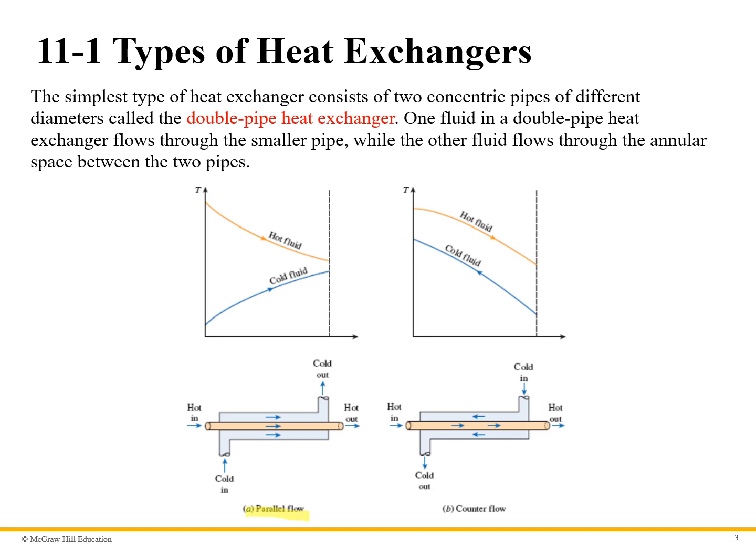They can have parallel flow, where both fluids flow in on the same end and flow out on the other end. And they can be counterflow, where they come in on different ends. For example, the hot fluid comes in on one side and the cold fluid comes in on the other side, and vice versa. They go out on the other sides. The cold comes out where the hot goes in, and the hot comes out where the cold comes in.